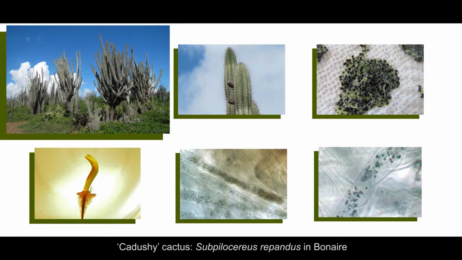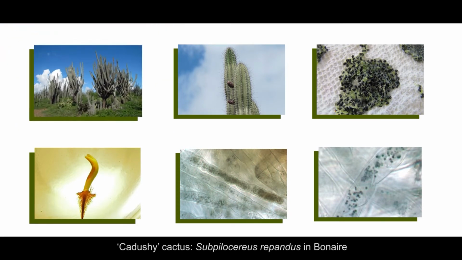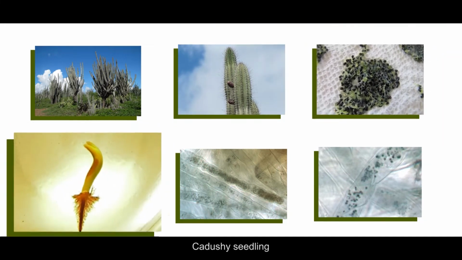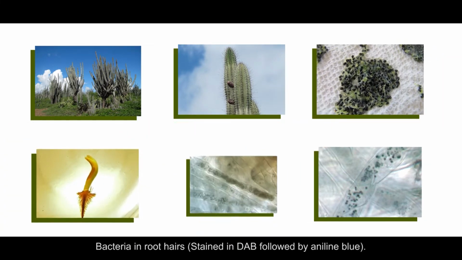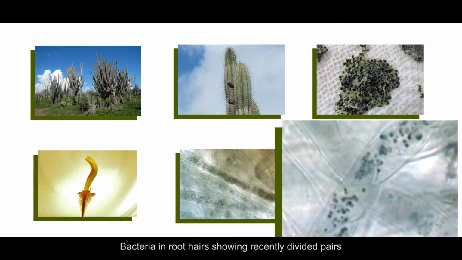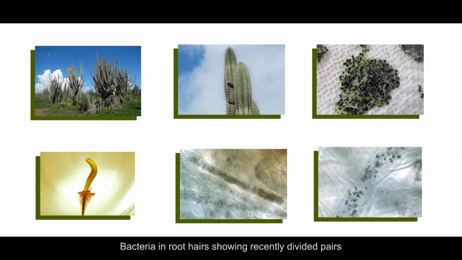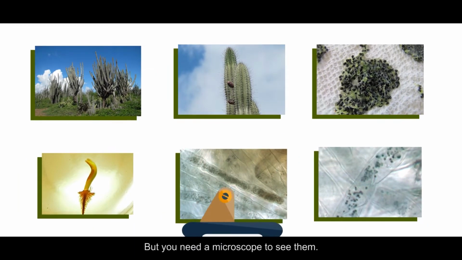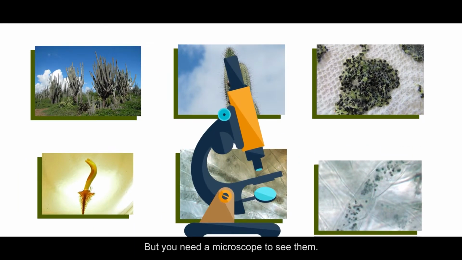Kadushi cactus, Stenocereus repandus, in Bonaire. Kadushi fruits. Seeds. Kadushi seedling, bacteria in root hairs. Bacteria in root hairs showing recently divided pairs. All plants naturally host a community of endophytes, but you need a microscope to see them.